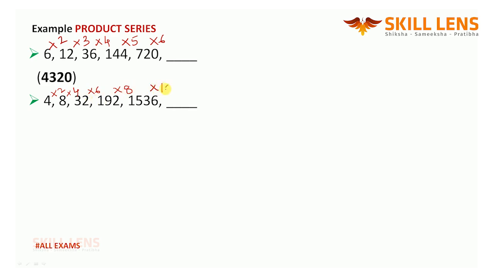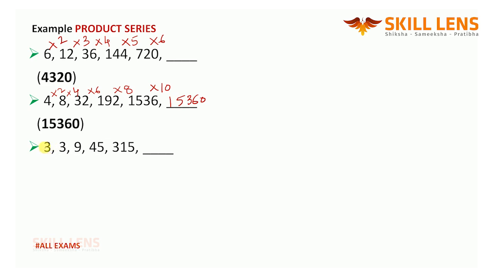And it has to be multiplied with what? Into 10. So then your answer will become what? 1, 5, 3, 6 and a 0. So that is your answer. Okay, so the answer for this question is 15360. Okay, so this is how the product series will come into the picture.